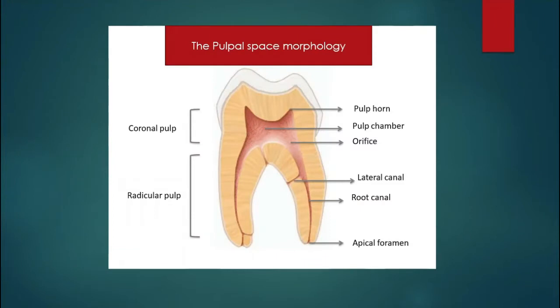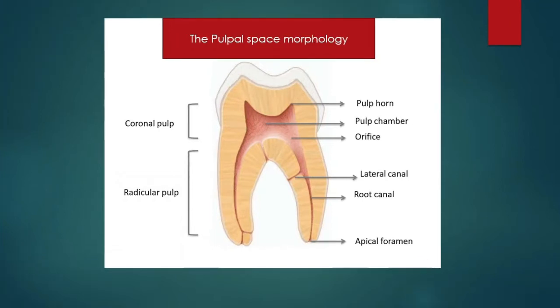Alright, in this figure we can see the pulpal space morphology. The pulpal space can be divided into two parts: coronal pulp and radicular pulp. The coronal pulp can also be divided into three parts, which are the pulp horn, which is the outermost layer of the coronal pulp, the pulp chamber, the main area of the coronal pulp, and the orifices, which act as the gate to the root canal inside the radicular pulp.